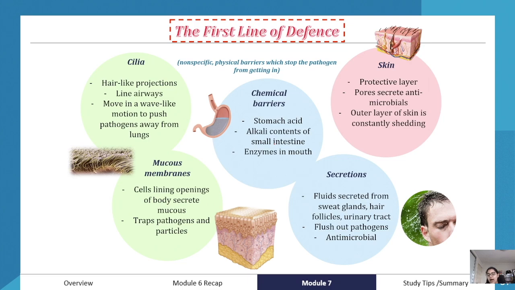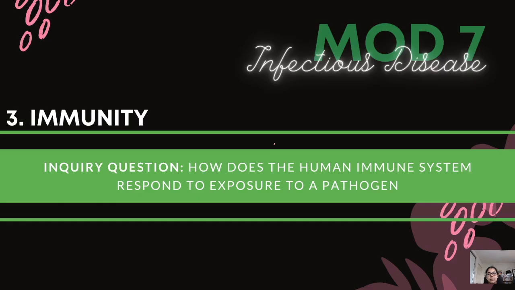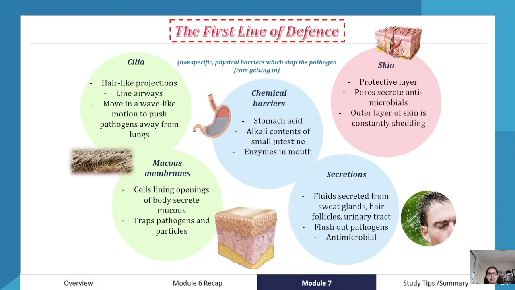Firstly, we are looking at our practice question: how does the human immune system respond to exposure to a pathogen? There are mechanisms in our body that are in place to respond to pathogens. The first line of defense is part of the innate immunity.